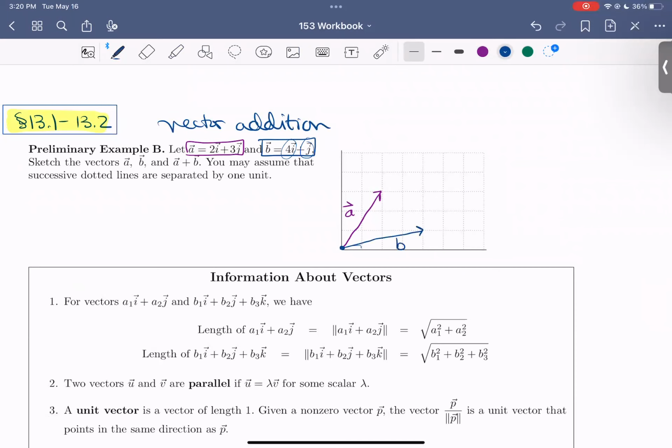And I just decided to start both my vectors at the origin. You don't have to do that. It doesn't matter where a vector is located. What only matters is the direction and magnitude.